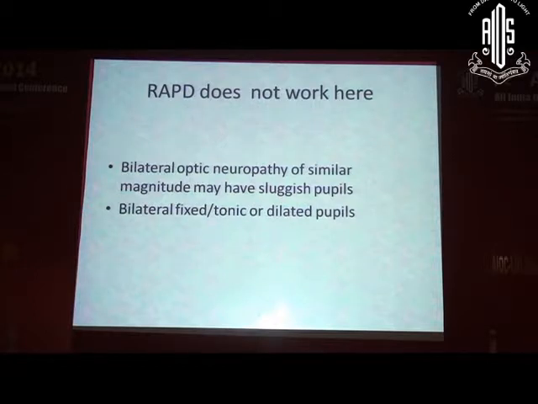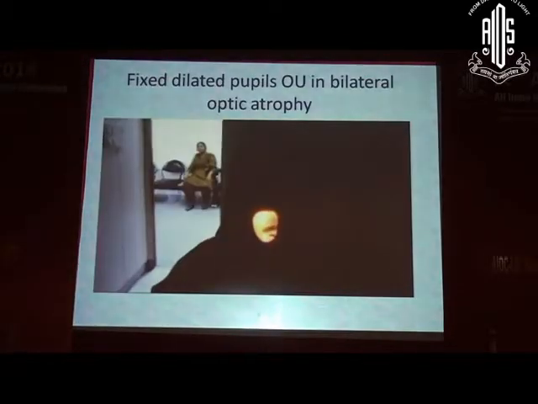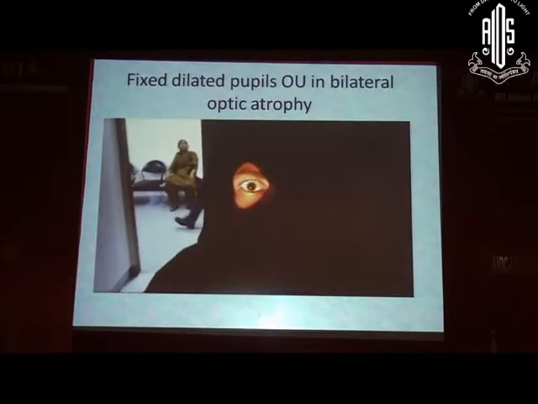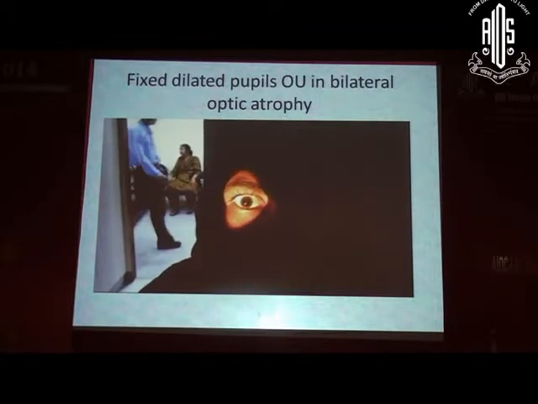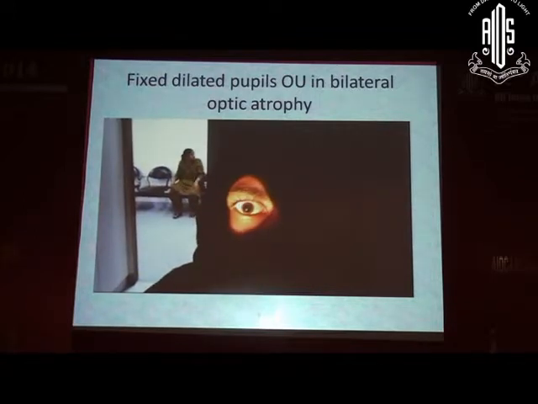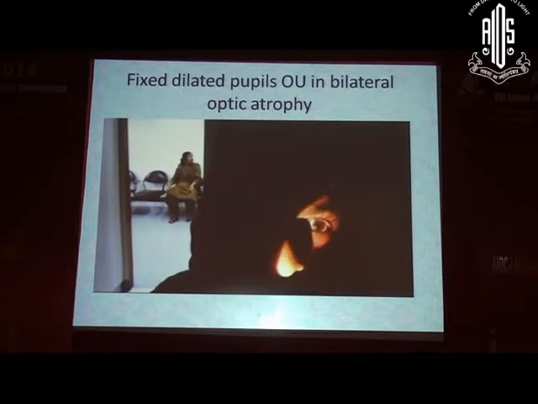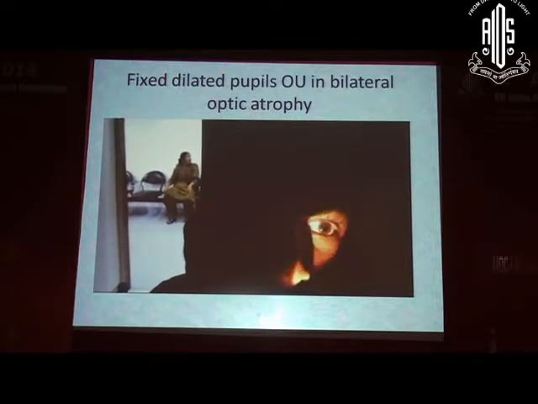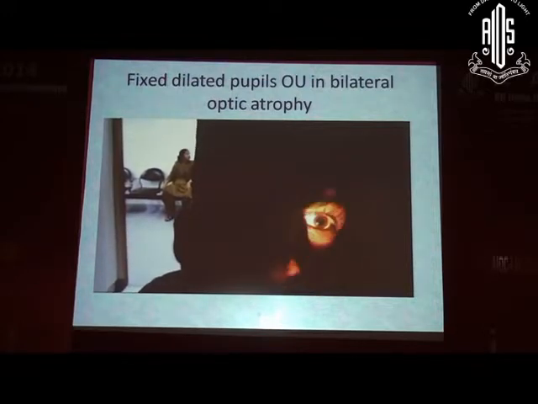Bilateral optic neuropathy of similar magnitude, you may have sluggish pupils on both sides, so you cannot assess which eye is affected more. And bilateral fixed or tonic or dilated pupils. This was a patient who had bilateral optic atrophy. So if you see, there is no reaction to direct light, as well as when you move from this eye to the other eye, both eyes being equally affected, there is no reaction at all.